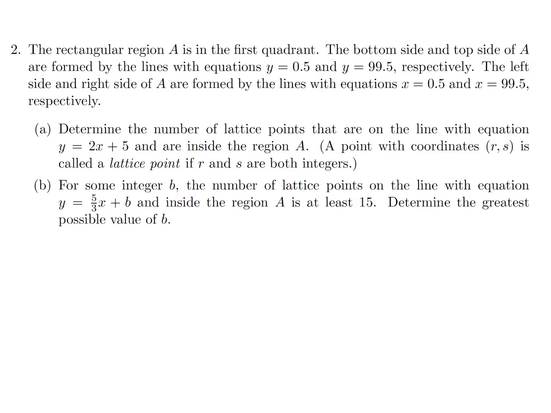The rectangular region A is in the first quadrant. The bottom side and the top side of A are formed by the lines y is equal to 0.5 and y is equal to 99.5 respectively. The left side and the right side of A are formed by the lines with the equations x equals 0.5 and x equals 99.5 respectively. Determine the number of lattice points that are on the line with the equation y is equal to 2x plus 5 and are inside region A.